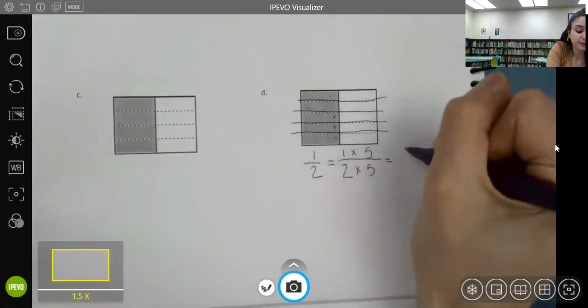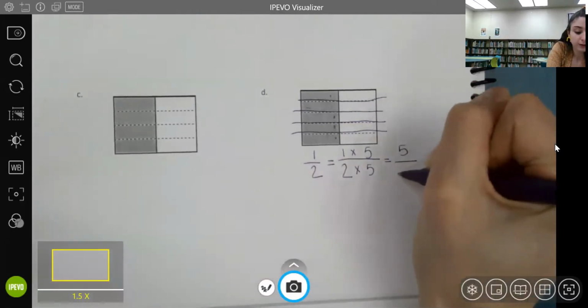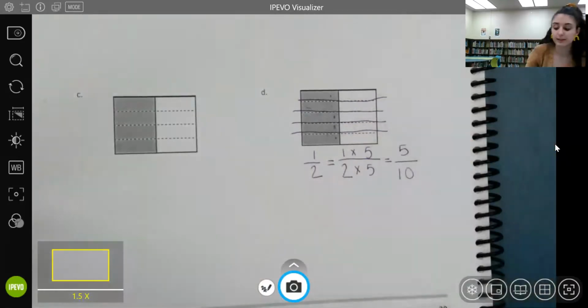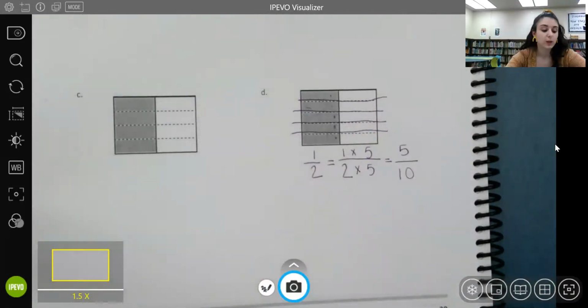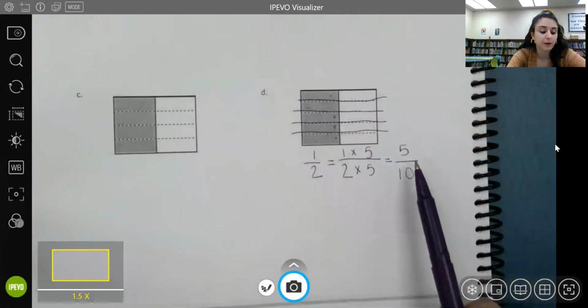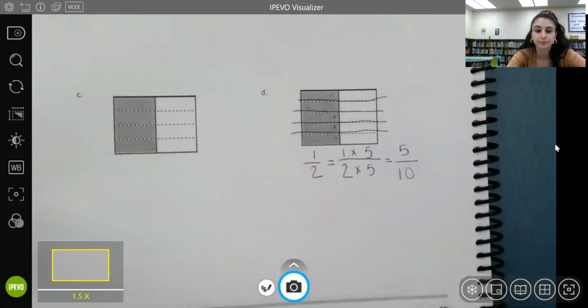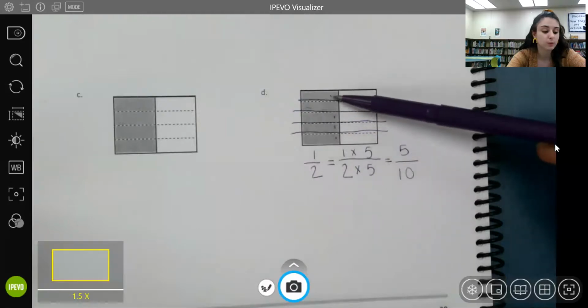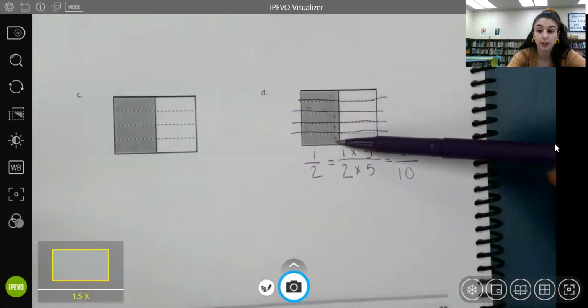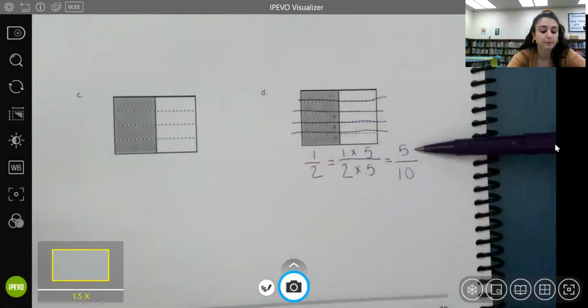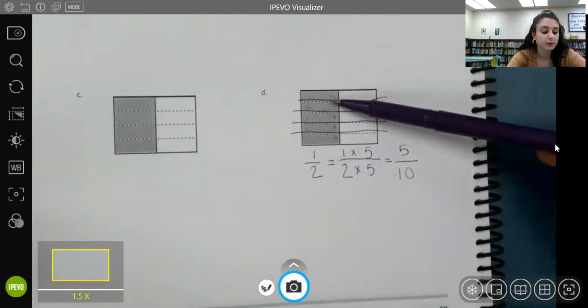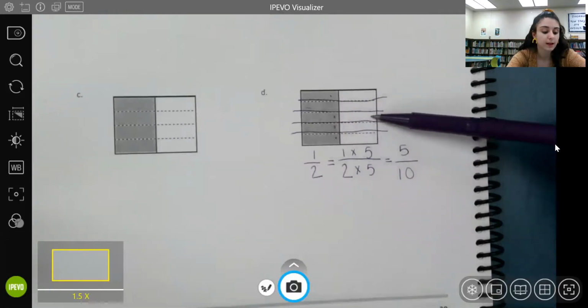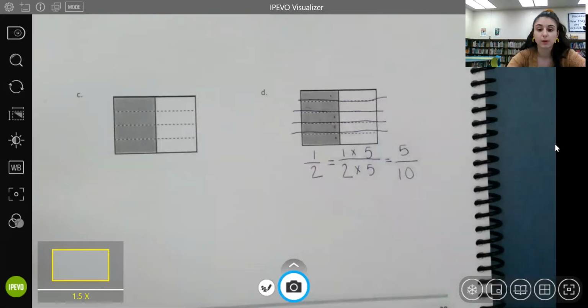So now 1 times 5 equals 5 over 5 times 2 equals 10. So 1/2 equals 5/10. And again, just to check our math, we can look at our tape diagram and we can see there's 1, 2, 3, 4, 5 shaded, and that's where the 5 comes from. And then the 10, we have 1, 2, 3, 4, 5, 6, 7, 8, 9, 10 boxes for the bottom part of 5/10.